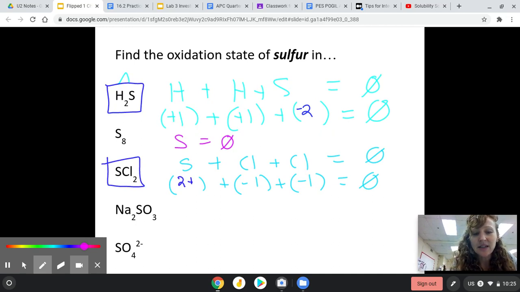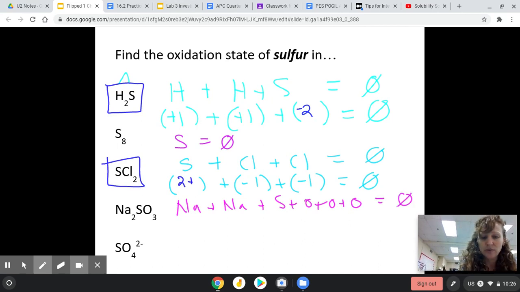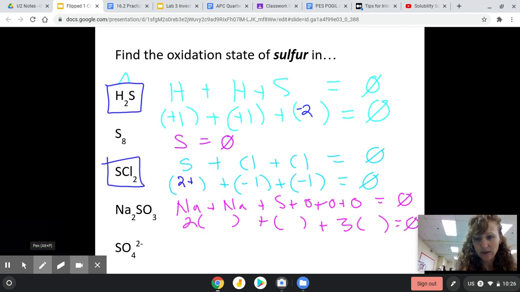Okay, let's look at the next example, a little more complicated. Sodium, sulfur, oxygen. Now you don't actually have to write it out like this if you don't want to. You can write 2 times something plus sulfur, oh, I guess sulfur should be a something also, plus 3 somethings is going to equal 0. Okay, so oxygen is going to be the most common. Let's give that an oxidation state first. Then probably your alkali metal.